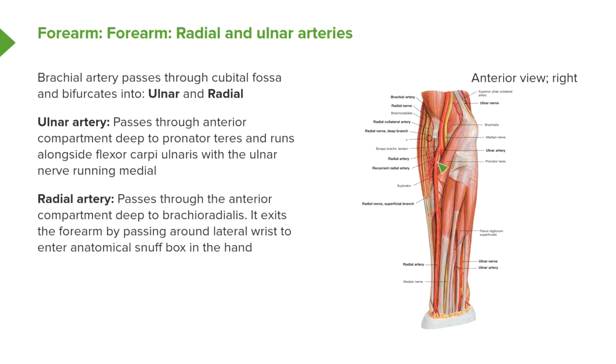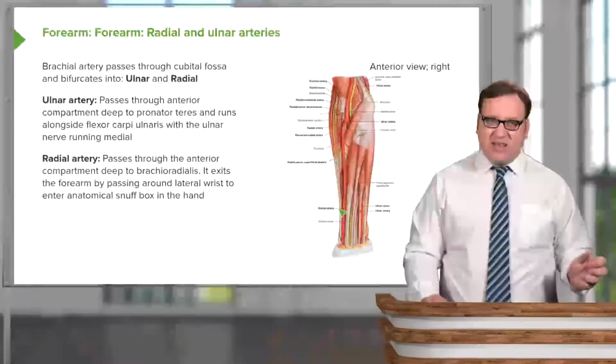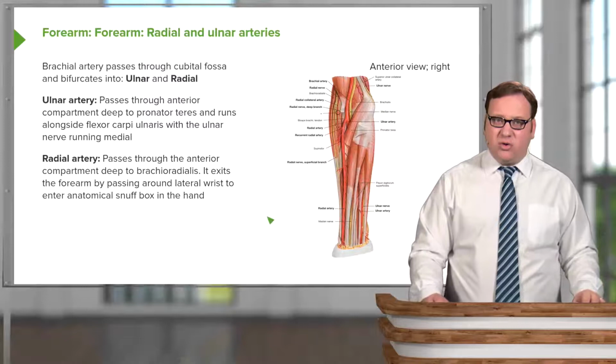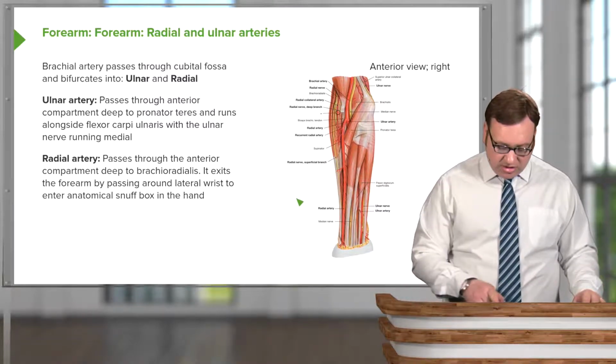The radial artery is also going to pass within the anterior compartment, but it runs deep to brachioradialis. So here we can see the brachioradialis muscle, and the radial artery is running deep to it. It exits the forearm by passing laterally around the wrist, and it enters the anatomical snuff box, as we mentioned.